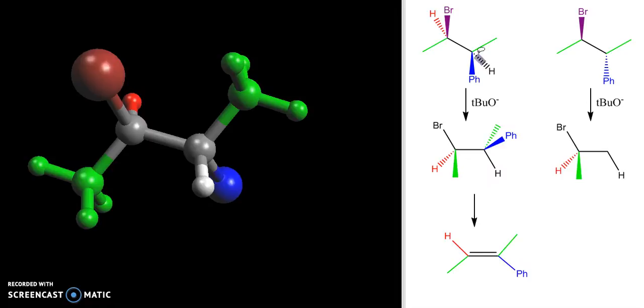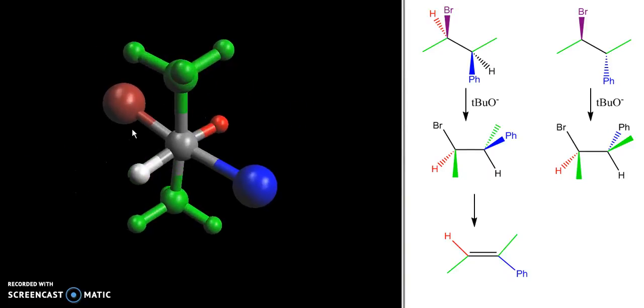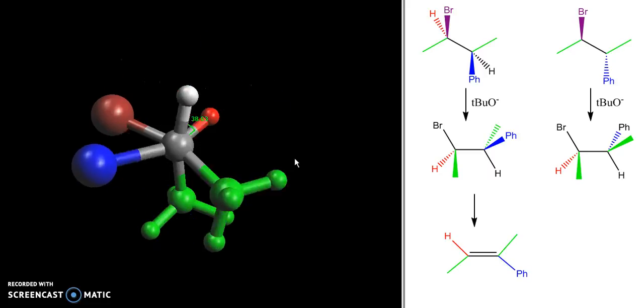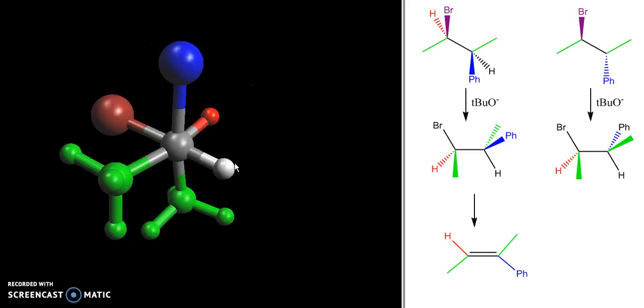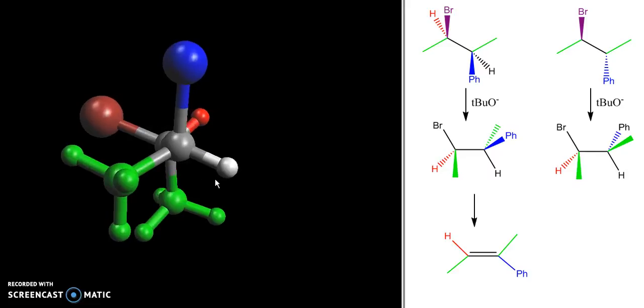And in going from this to this, we switch the stereochemistry, so the phenyl and the methyl group will be switched with respect to one another. Again, we achieve that by rotating around this single bond. We can view that rotation in our three-dimensional model. We want this bromine and this hydrogen to be anti-periplanar with respect to one another, so let me rotate that. So I'm rotating around that bond until my hydrogen and my bromine are anti to one another.